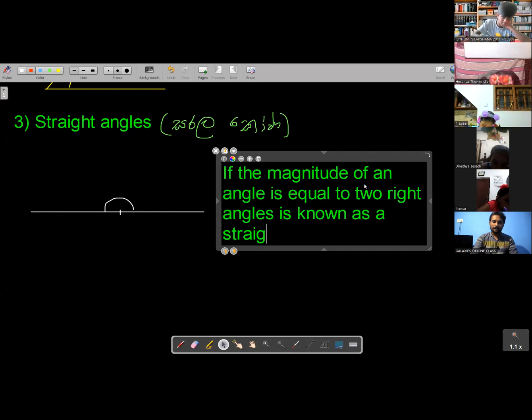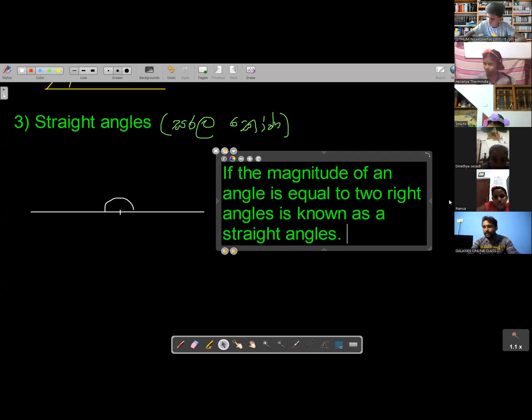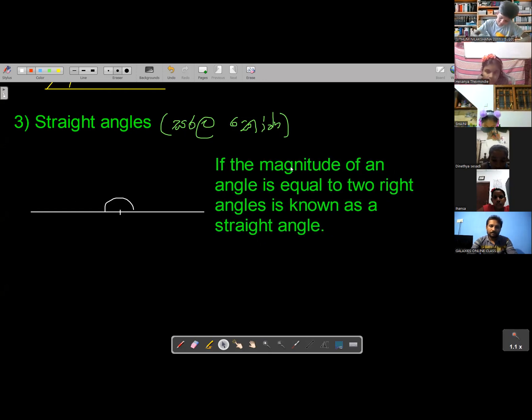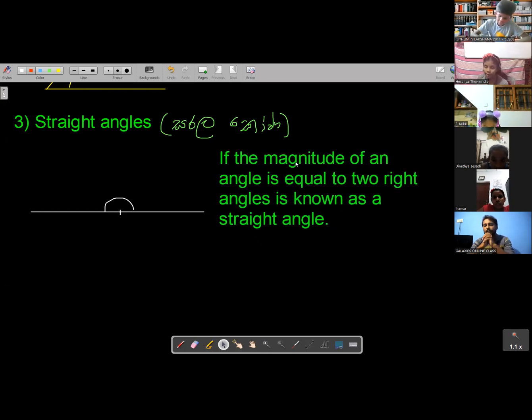Excuse me, sir. Yes. Can you explain the magnitude again? Magnitude singular meaning is vishalatva. Right? Value. Okay, thank you, sir. If the magnitude of an angle is equal to two right angles, it is known as a straight angle. Right? That's the third type.